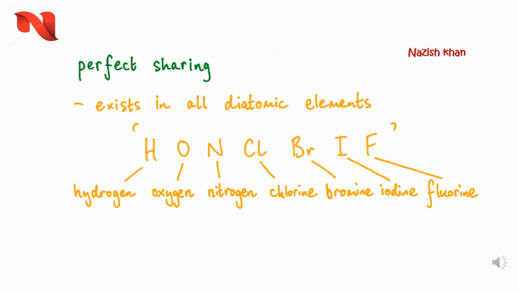This perfect sharing scenario will only arise in covalent bonds formed between two identical atoms in a diatomic molecule. Think of hydrogen, oxygen, nitrogen, chlorine, bromine, iodine and fluorine to remember the most commonly encountered elements that exist as diatomic molecules. We should find perfect sharing of the electron pair in the covalent bonds of hydrogen, oxygen, nitrogen, chlorine, bromine, iodine, and fluorine.